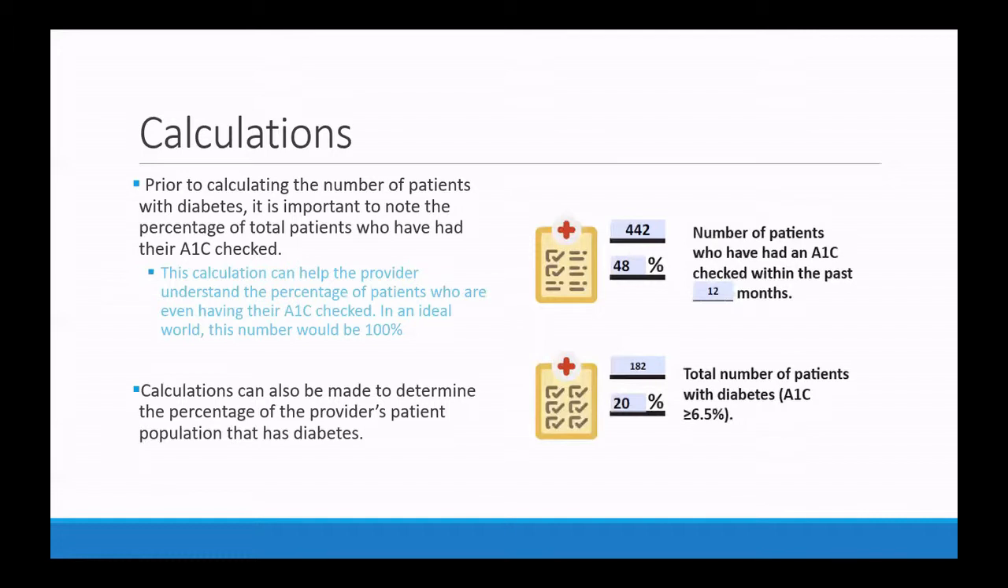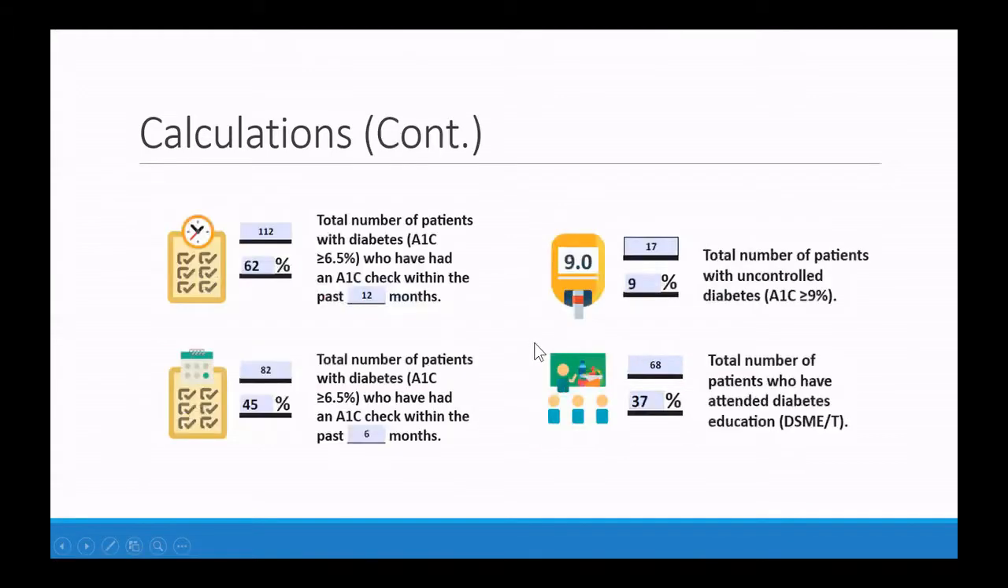But specifically here, we're focusing just on the A1C to further identify, within the practice of Dr. John Smith, how many are identifying as having diabetes. So next we jump over to further calculations here.